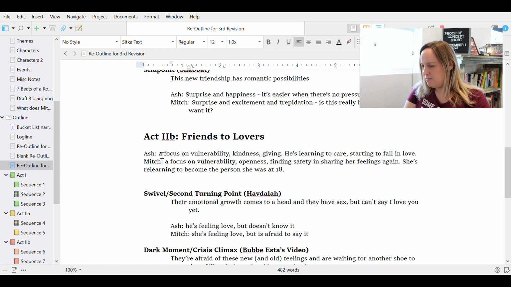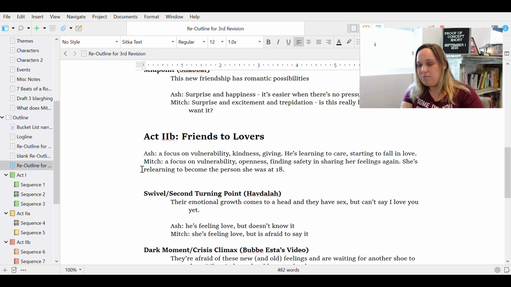Ash has a focus on vulnerability, kindness, and giving. He's learning to care and starting to fall in love. It's interesting to me as I'm writing this out that I realize that Ash is more willing to fall in love right now than Mitch is, because Mitch has already done it and already been burned by it. This is even like Ash's surprise and happiness when this new friendship has romantic possibilities. Mitch's surprise and excitement and trepidation. Is this really happening? Do I want it? Do I want to be hurt again? She's trying to figure out whether she wants to open up her heart and her feelings and be vulnerable again. Whereas Ash has never done it before. So Ash is almost in the place that Mitch was 18 years ago in terms of his emotional development.